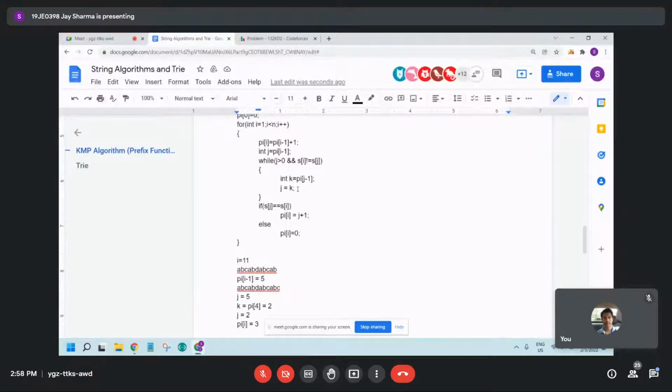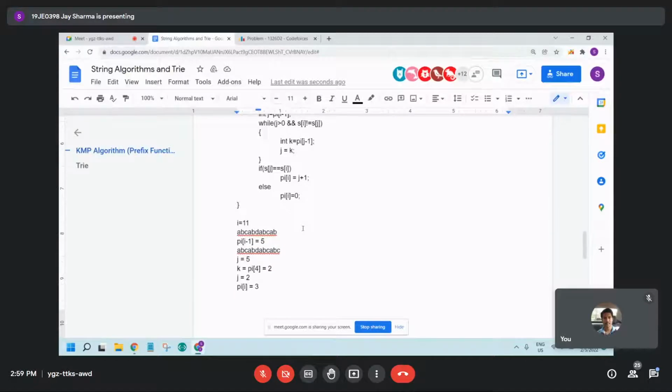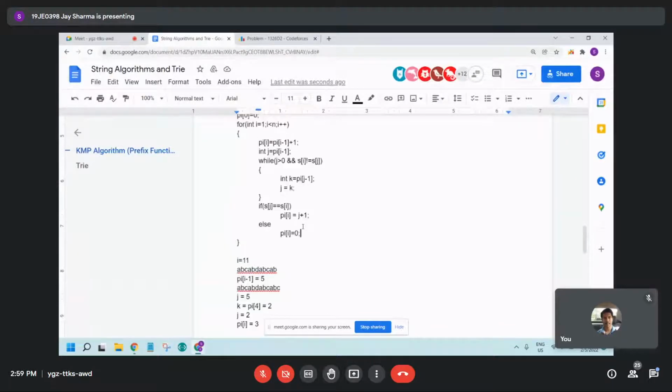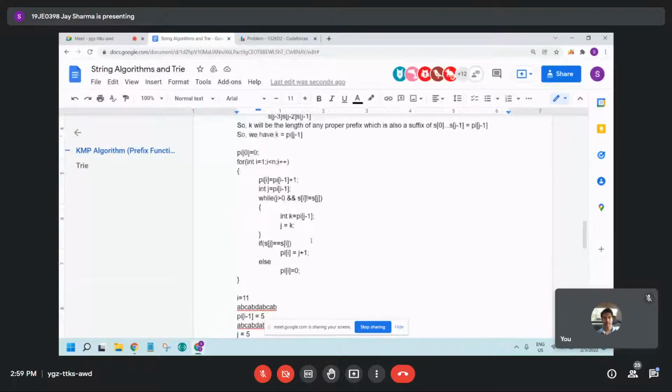So now are you getting it? The algorithm? Sir, everything is fine, but when we reduce it by pi of j minus 1, is it necessary that, because the strings were different when pi of j minus 1 was calculated, we have to bring j to k? Sorry, it is necessary that we have to update the value of j with k, it cannot be just j minus 1.